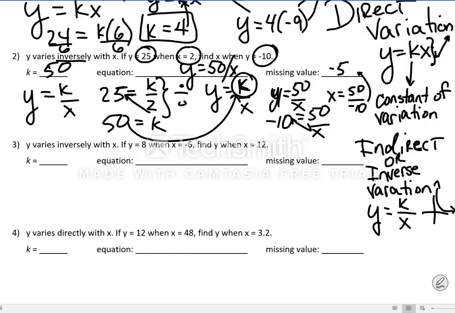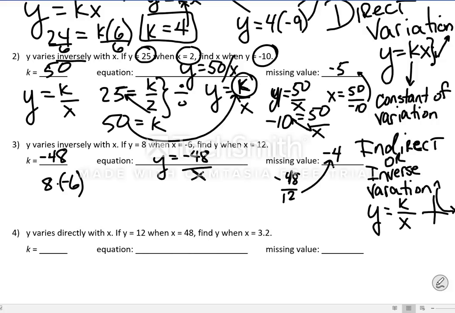All right, answers, here we go. I'm not going to do much work because you can do all the work, but your k value for number 3 is going to be negative 48, because it's really 8 times negative 6. Your equation is then using the inverse equation, plugging in the negative 48 and dividing it by x. And then your missing value is going to be negative 4, because negative 48 divided by 12 is negative 4.